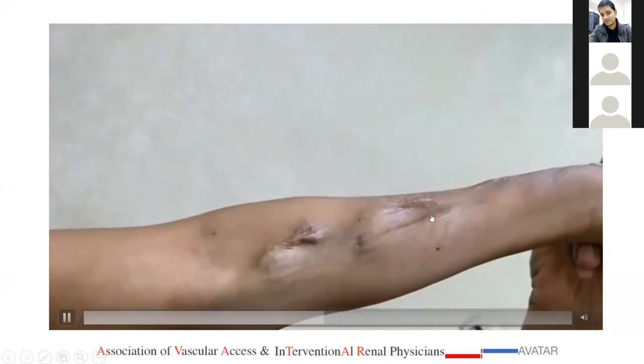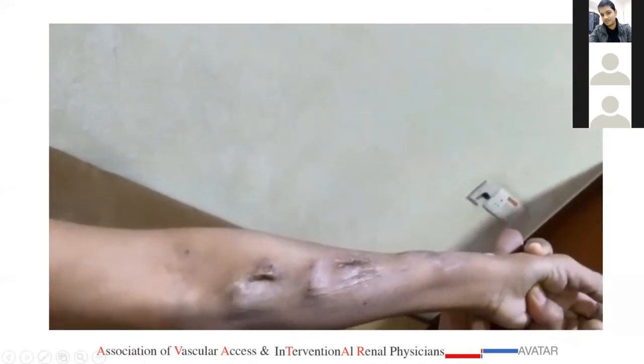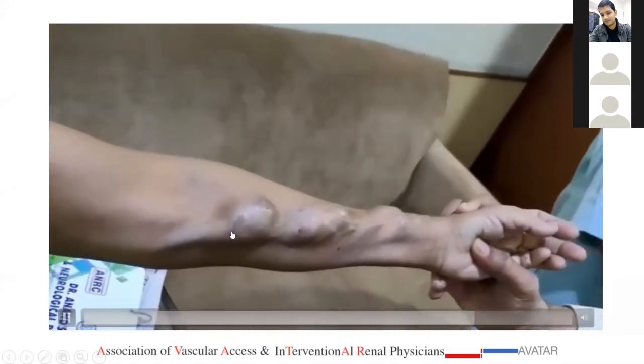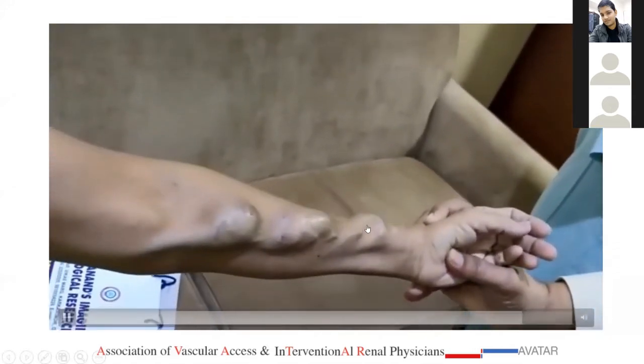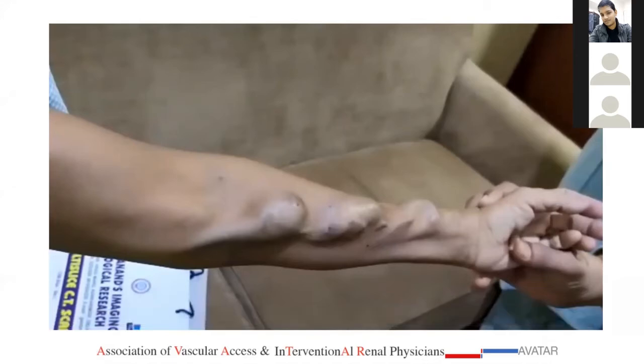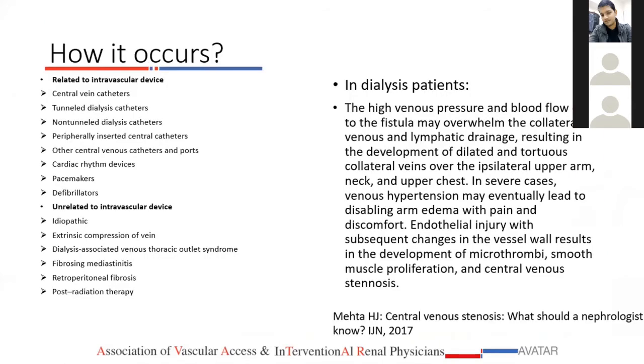So this is how you see the collapse of the vein, and when you bring the arm back, the veins are nicely refilling. This is the study which you can do very easily for a bedside evaluation of clear venous outflow from the body of the AV fistula right all the way to the central vein. So this is the arm raising test which one can do.